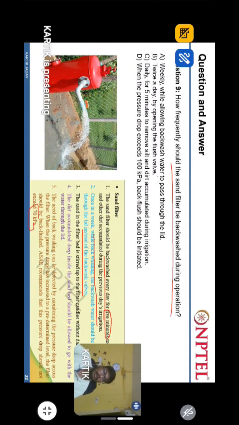Weekly while allowing backwash water to pass through the lid. Yes. Then next option: twice a day. No, this is wrong. Daily for 5 minutes to remove the silt that accumulated during irrigation. No, not during irrigation, it is the previous day's irrigation. Okay. And when pressure drop exceeds 100 kilopascal, backflush should be initiated. No, this is 70 kilopascal, right? So option C is correct.